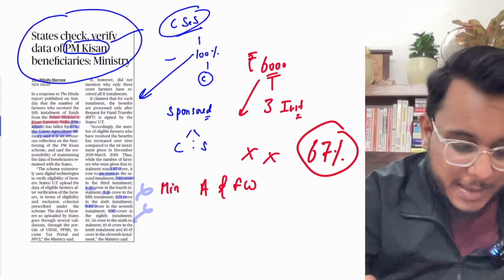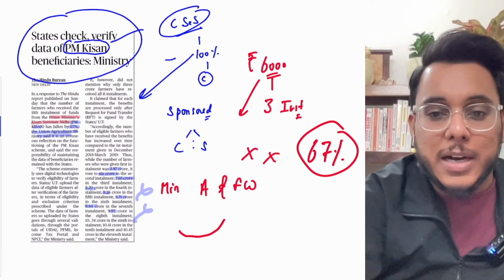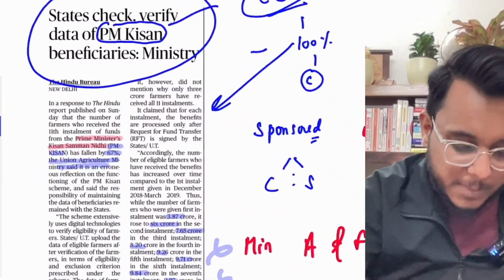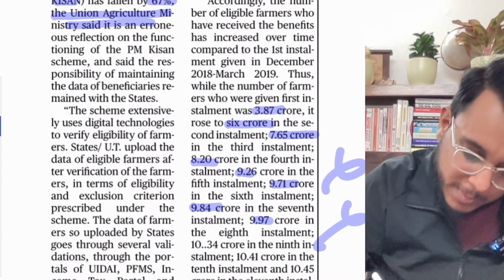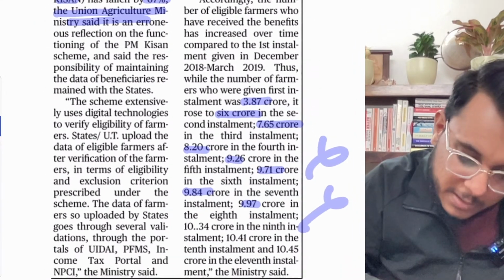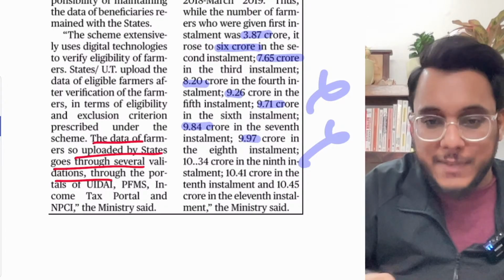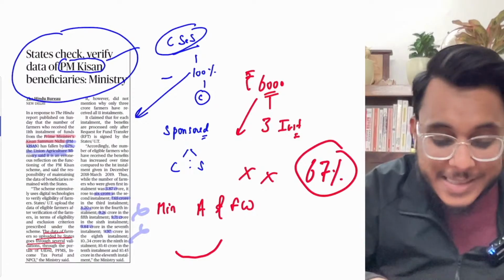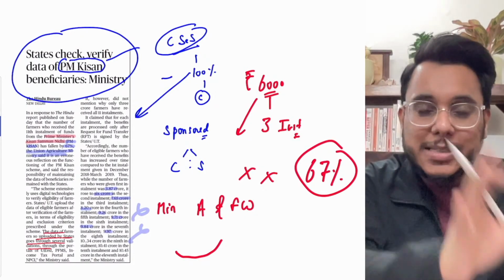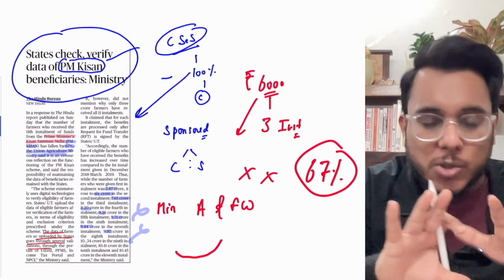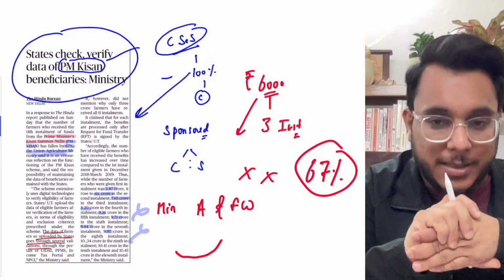Now, guys, what has happened? The government has clarified that we have not reduced the disbursements. The government said that the data of farmers are uploaded by the states, and then they validate it. Actually, it is the state governments who are giving the data, and on the data given by the state governments, the center is giving the money. So the center has not reduced any disbursement. This is the justification that has been given by the center.